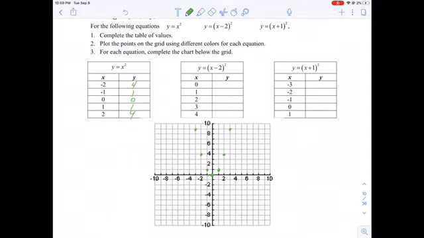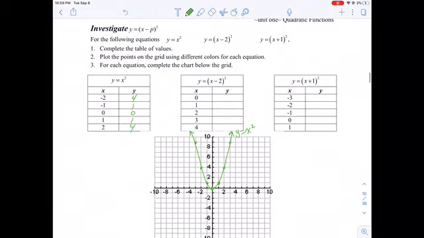And the reason I want to introduce you to the pattern is because we're going to be moving graphs around, moving our vertex around, but once we move it, we don't have to look at the individual points because we understand what the graph kind of looks like. So there's our y equals x squared. Let's look at the next equation. We've got y equals x minus 2 all squared.